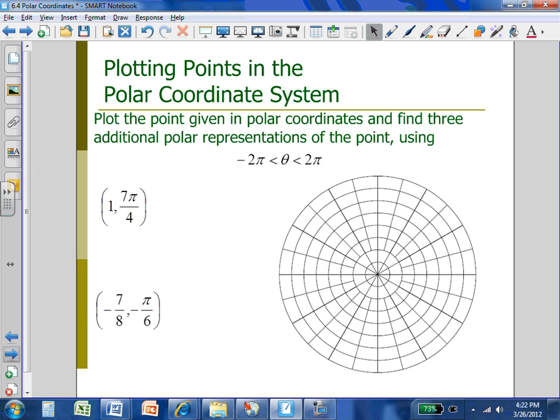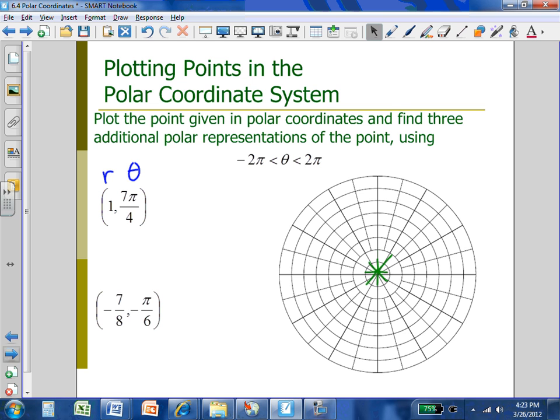For example, if I've got the point 1 and 7 pi over 4, so this is the radius and this is the angle that I need to turn to. I almost always turn to the angle first and then do my radius. So I'm going to find 7 pi over 4. And these are a little difficult to see, but I'm going to kind of mark out my pi over 4s. I'll do it in green. So there's a pi over 4. Here's a pi over 4. Here's another one. So there's 1, 2, 3, 4. And then 5, 6, 7. All right, so 7 pi over 4 is down here.